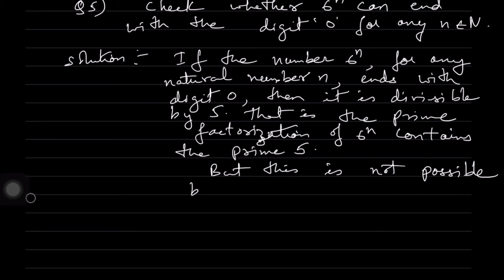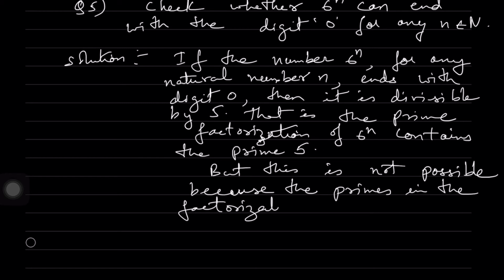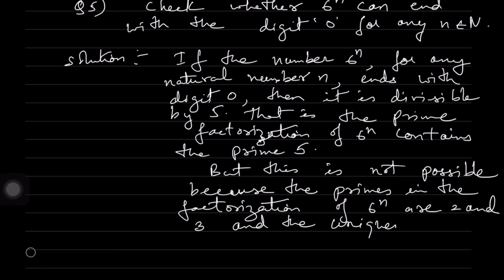But this is not possible, because the primes in the factorization of 6 to the power of n are 2 and 3, because 6 can be written as 2 into 3. (2 into 3) to the power of 1, (2 into 3) to the power of 2. So it will have multiples of 2 and 3.